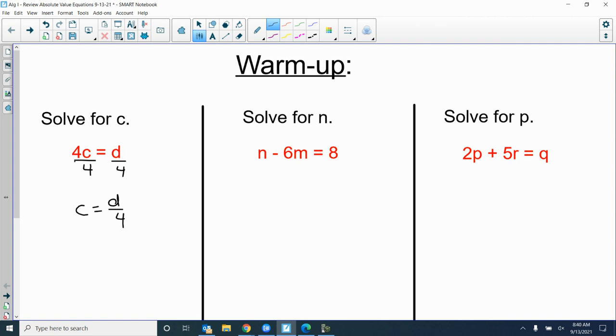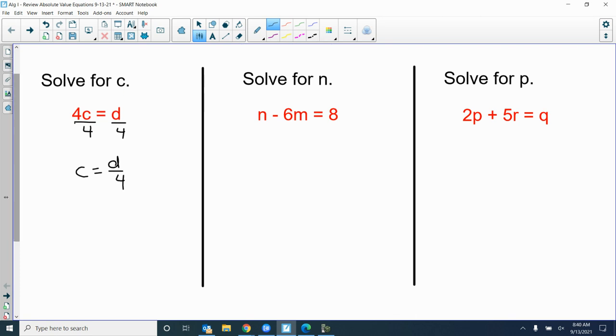She's right. Solving for C. 4C written together, divide by 4, and all you do is C equals D over 4. Make sure it's written as a fraction. Do not do this: C equals D divided by 4. In algebra, that's not easy to work with. We don't want to write it that way. We want to write it as a fraction. So keep it as D over 4.